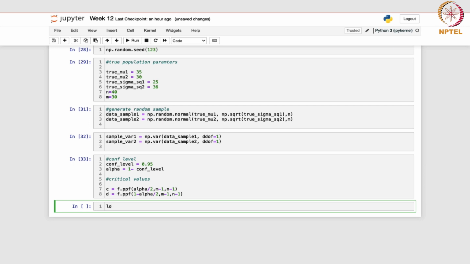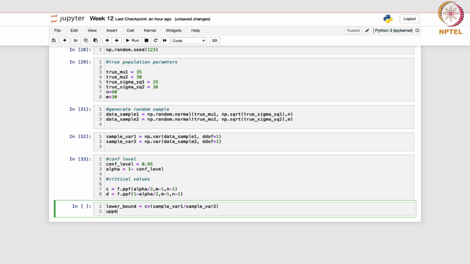So let me write that as lower bound. Suppose lower bound would be, because if you recall, it would be C times sample variance 1 divided by sample variance 2, S1 square over S2 square. So sample_var_1 divided by sample_var_2. Similarly, upper bound would be D times sample variance 1 divided by sample variance 2.